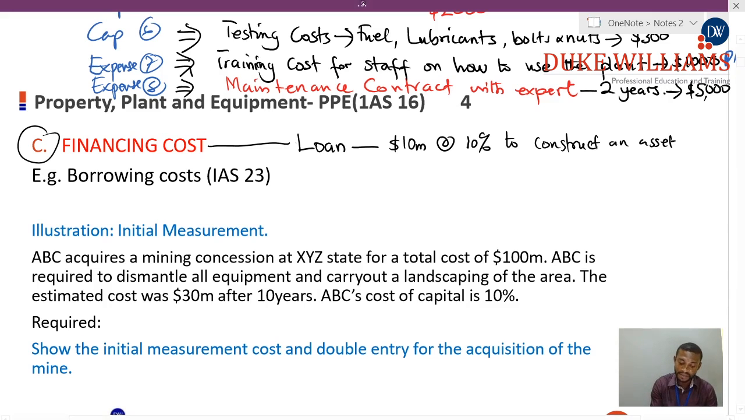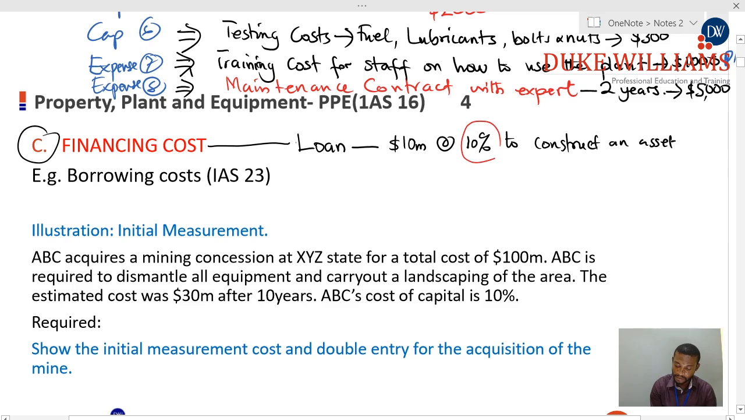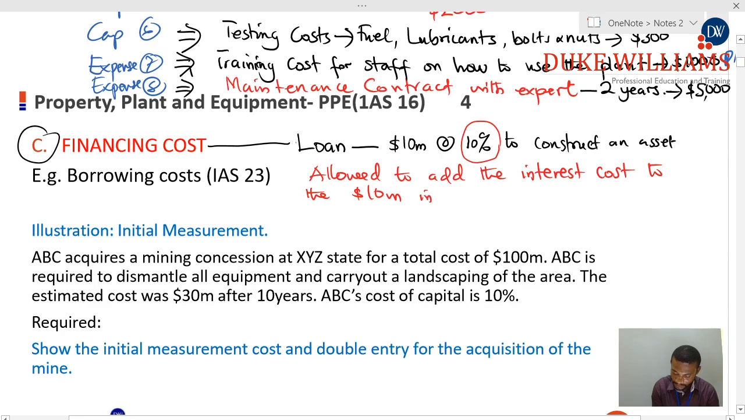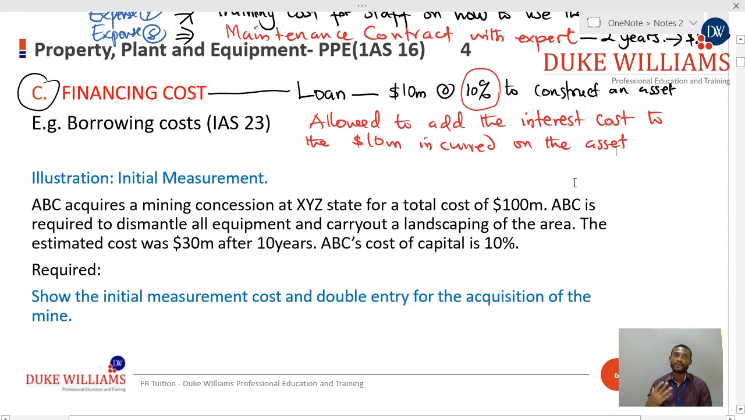Now, the interest, which is 10%, the entity is allowed to add the interest cost to the 10 million incurred on the asset. And this becomes another attributable cost. So as per IAS 23, which we'll be looking at later, the entity can add the interest cost and we call it borrowing cost. So that's another example of a direct cost to be incurred at the initial measurement.